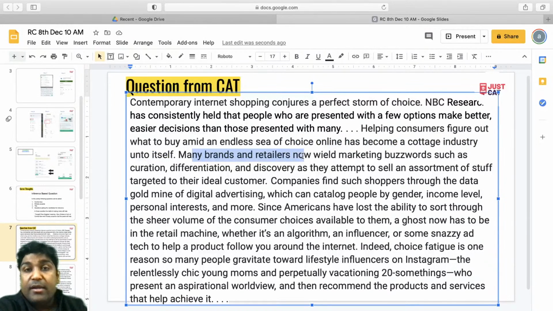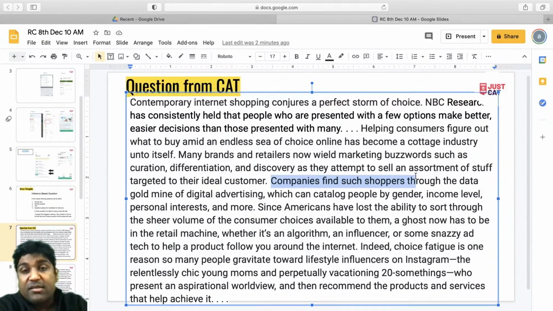Many brands and retailers now wield marketing buzzwords such as curation, differentiation, and discovery as they attempt to sell an assortment of stuff targeted to their ideal customers. So they are saying that certain marketing buzzwords such as curation, differentiation, and discovery are used as they attempt to sell an assortment of stuff targeted to their ideal customer.